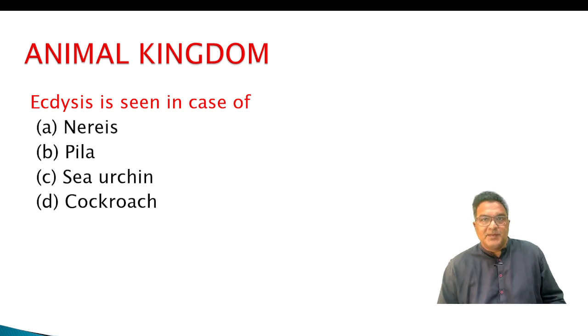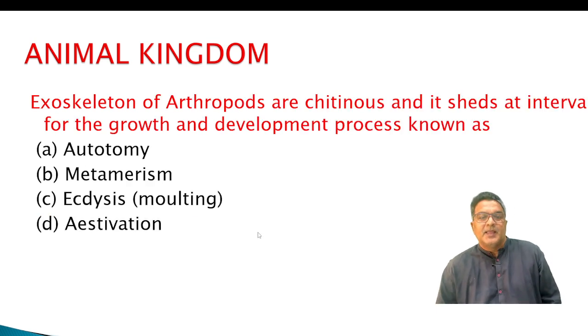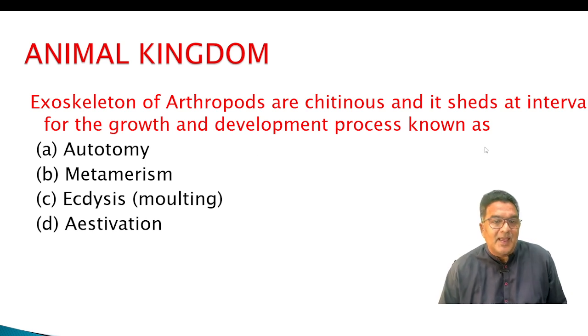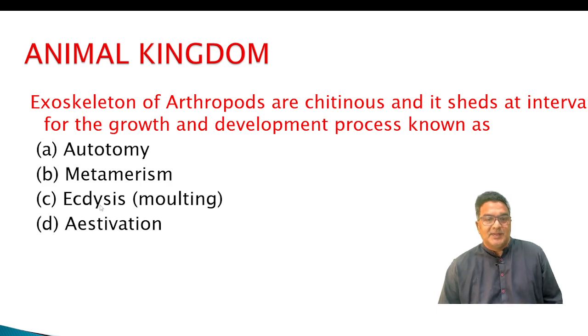There are 13 molts required for the cockroach to go from nymph to adult. So ecdysis, a process of molting, occurs during growth from nymph to adult. The exoskeleton of arthropods is chitinous and it is shed at intervals for the growth and development process, known as ecdysis or molting.